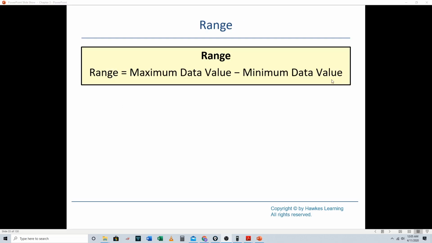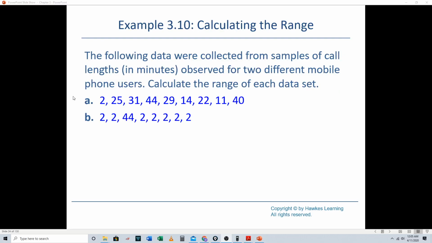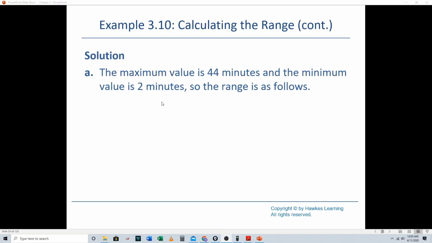So mostly in this video, I'm going to show Excel, or again, Google Sheets. Now here's your formula for range. It's your max data value minus your min data value. Pause the video, write down the formula. I'm going to move on, okay? So pause it now, write down the formula. Okay, moving on. So find the range. And again, it's much easier to sort this. So 2 is the smallest, and 44 is the biggest, so 44 minus 2 is 42. Same answer here, 2 is the smallest, 44 is the biggest, so they both have a range of 42.